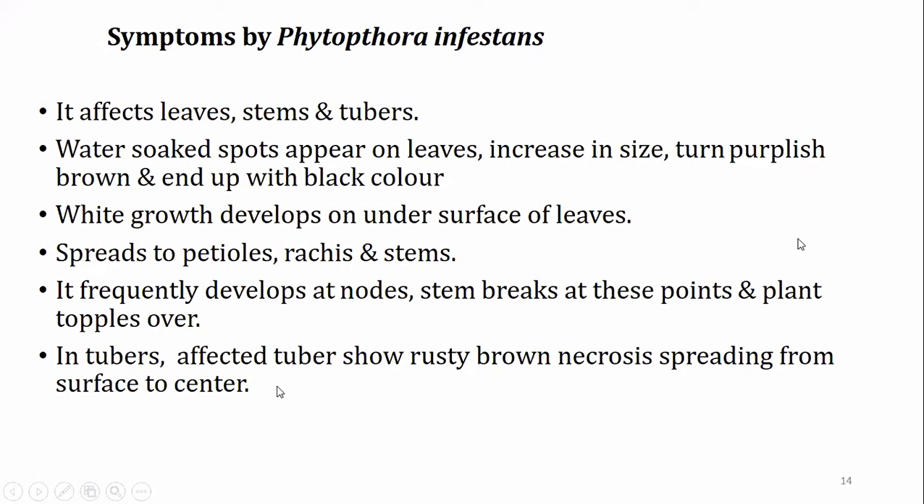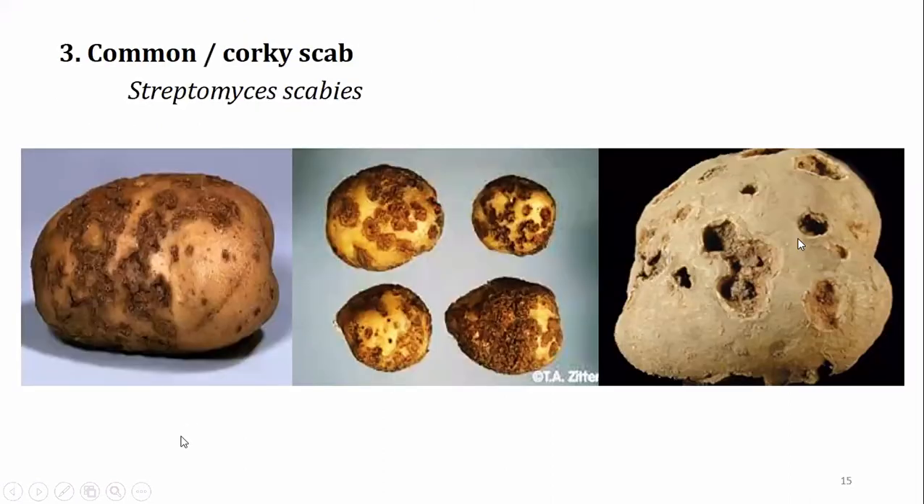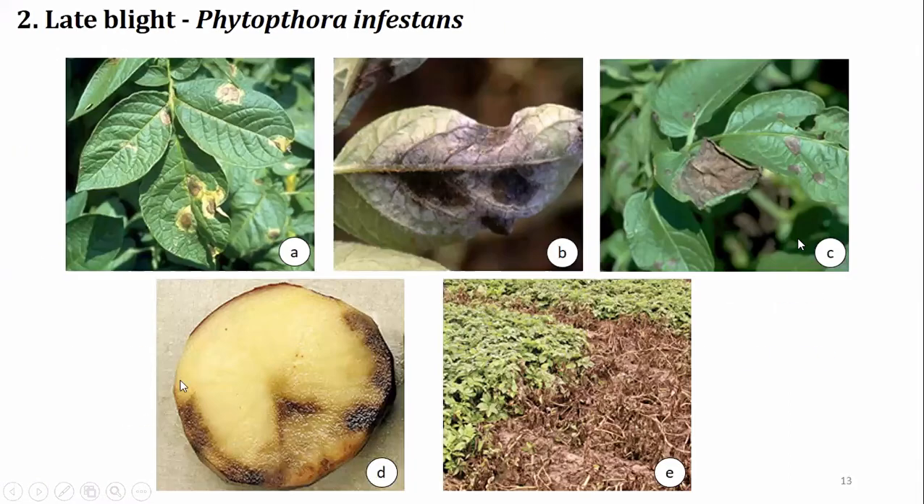In tubers, the affected tuber shows rusty brown necrosis spreading from the surface to the center. Here you can see the disease spreading from the surface to the center.